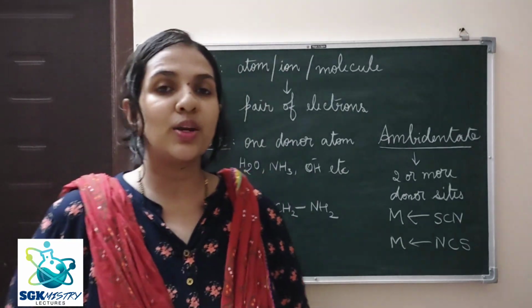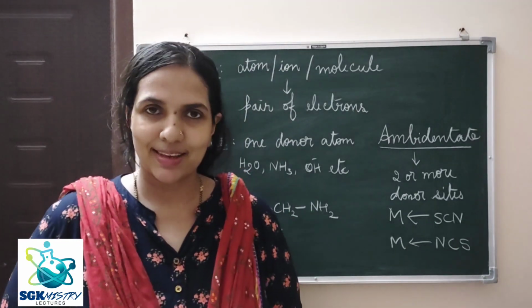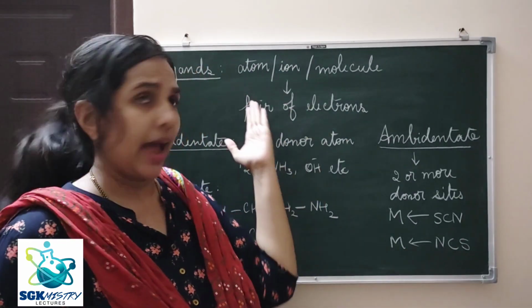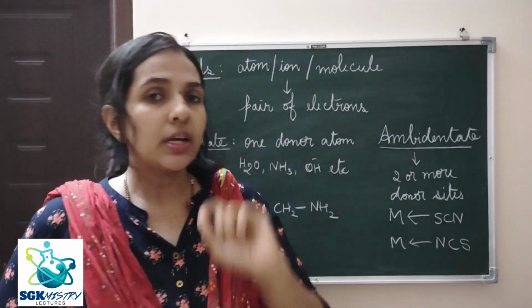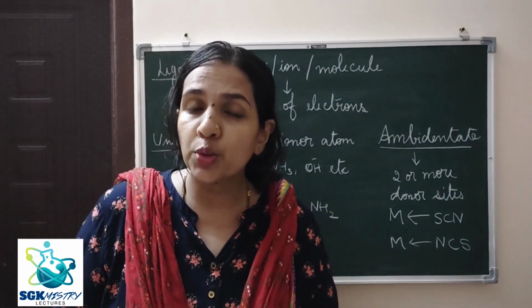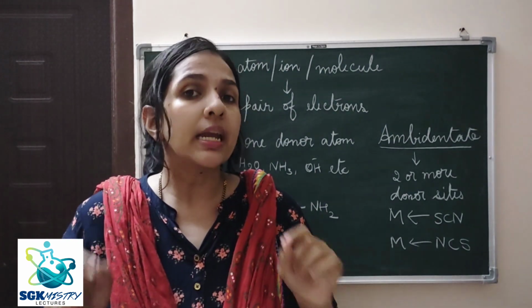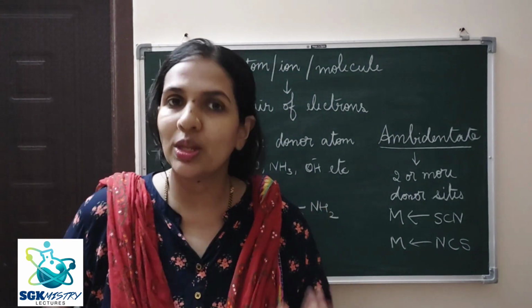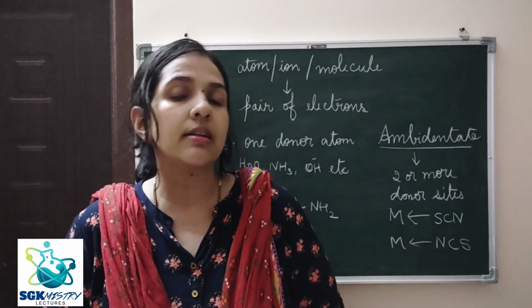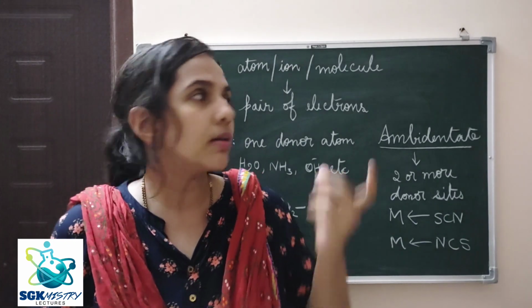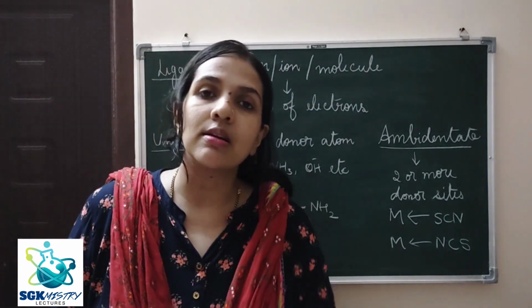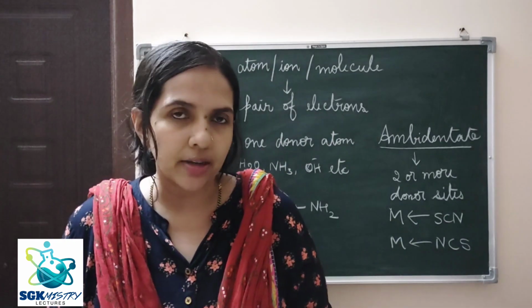So now let us try to understand more about ligands. Ligands can be an atom, an ion, or a molecule, but the condition here is that it should be capable of donating a pair of electrons to the central metal atom or the central metal ion. So at least a pair of electrons should be donated by these ligands to the central metal ion or the central metal atom.